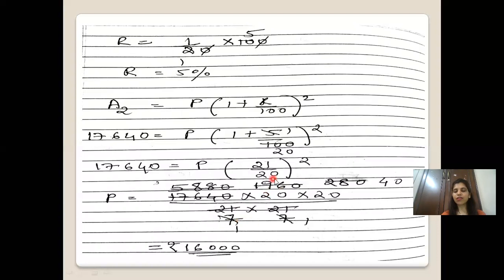So 7 ones are 7, 7 twos are 14. 7 twos are 14, 5 carry over. 7 eights are 56, 0. Again cancel this 7 with 280. So 7 ones are 7, 7 fours are 28, 0. So now you got 40 into 20 into 20.